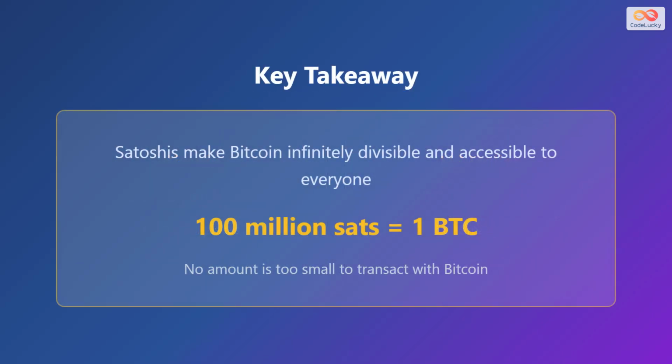Here's the key takeaway. Satoshis make Bitcoin infinitely divisible and accessible to everyone. Remember, 100 million Satoshis equals 1 Bitcoin. This means no amount is too small to transact with Bitcoin. Whether you're sending a fraction of a cent or thousands of dollars, Satoshis provide the flexibility needed for the digital economy.